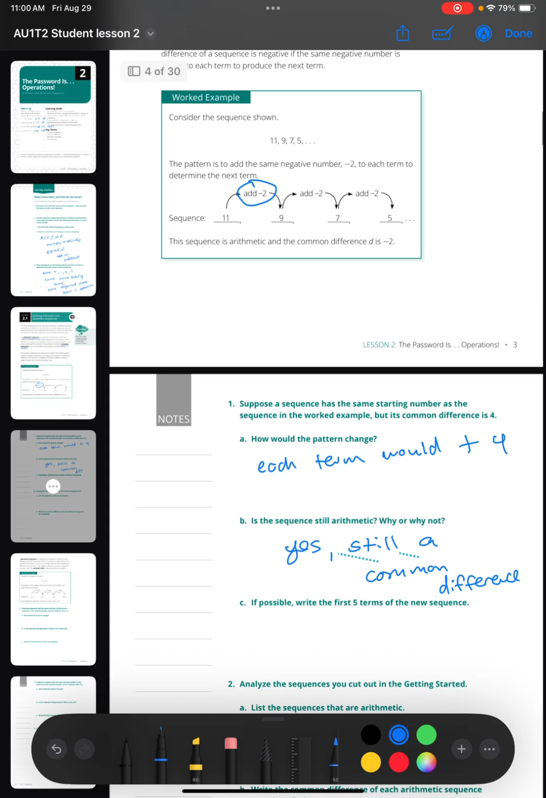And is it possible to write the first 5 terms of that sequence? Yes. So going back, that first term up there was 11. So 11, add 4. I'm not going to write the add sign. Add 4, and we would get 15. Add 4, and we'd get 19. Add 4, we'd get 23. Add 4, we'd get 27. So there would be the first 5 terms with a common difference of 4.